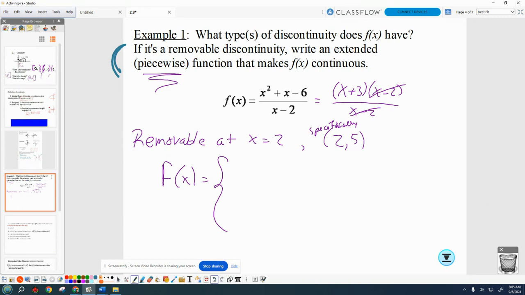Factor, and the problem child in the bottom has a problem child that mitigates it up top. It's a removable discontinuity at x equals 2. It's not removed, 2 is still not in the domain, which is why your textbook would ask for a piecewise function. So everything that's not 2, that's a good answer. When it is 2, what do we want the function to be? 5.